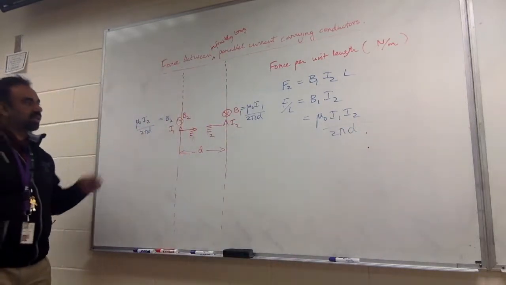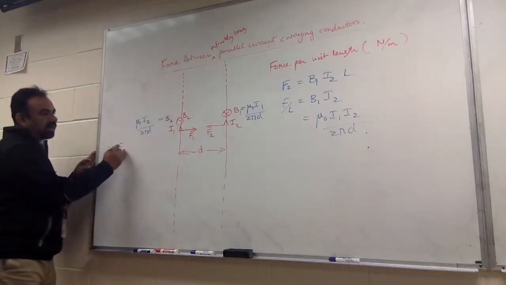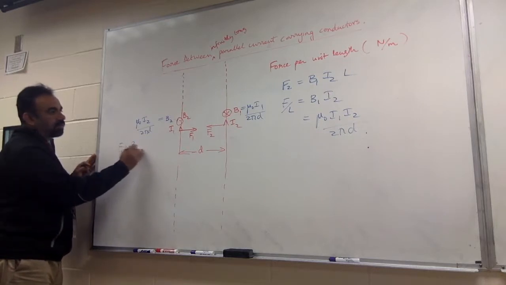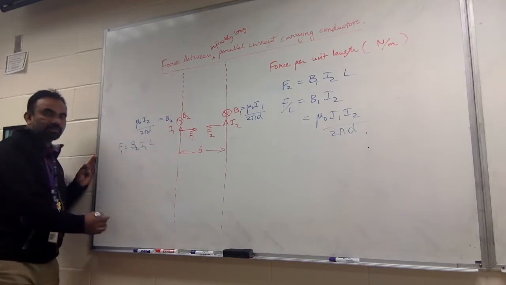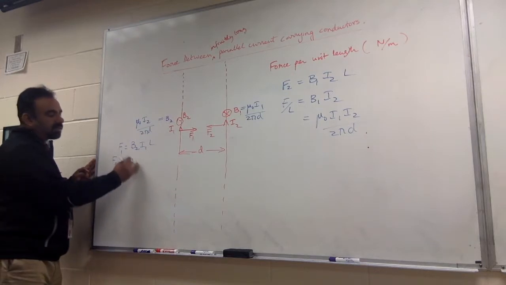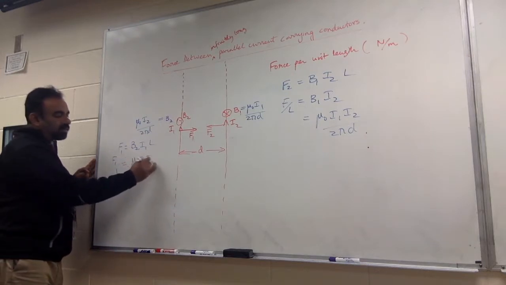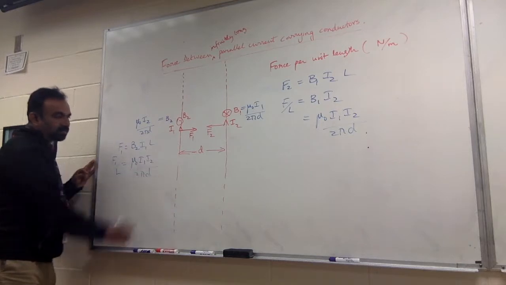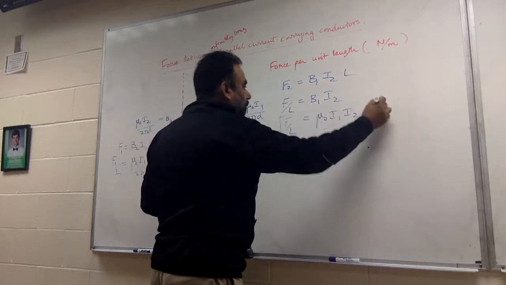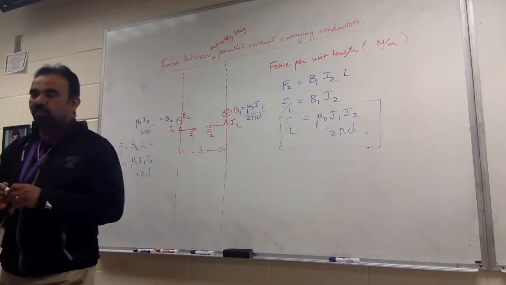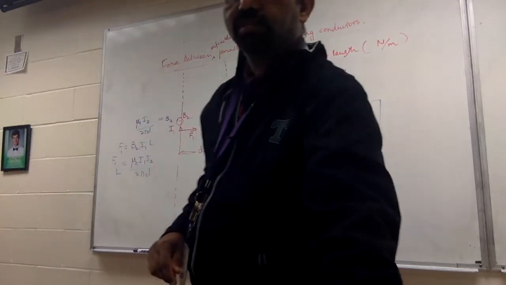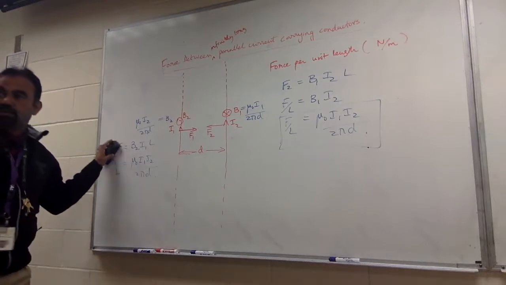And if you do the same thing on this side, F1, the force on this wire, is equal to B2 I1 L. So what is the force per meter on the first wire? It's going to be the same thing, mu naught I1 I2 over 2 pi d. So you can see that the forces are exactly the same. So that's a formula to find out the force on wires that are parallel to each other. You got it?